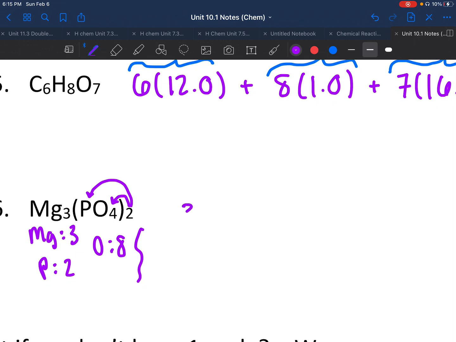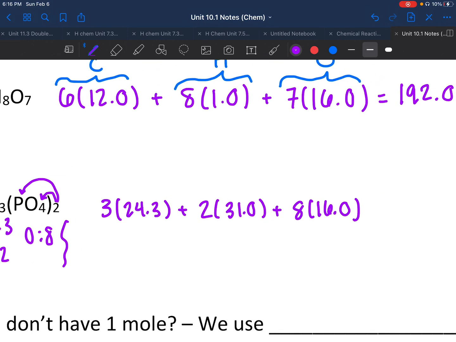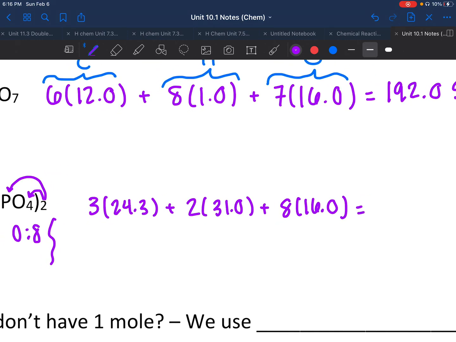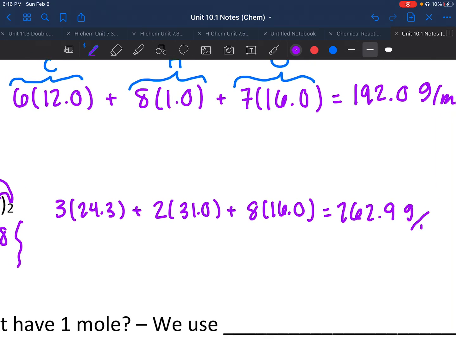So what we get is 3 times the mass of magnesium, which is 24.3, plus 2 times the mass of phosphorus, which is 31.0, and then adding that to 8 times the mass of oxygen, which is 16.0. And then we get a total of 262.9 grams per mole. All right, so that's how we find molar mass.